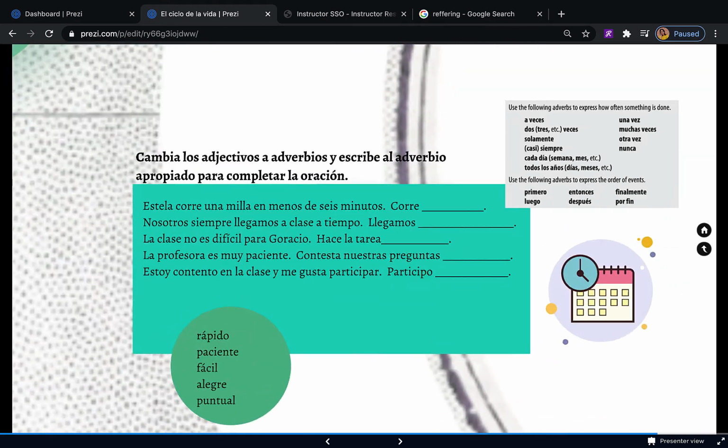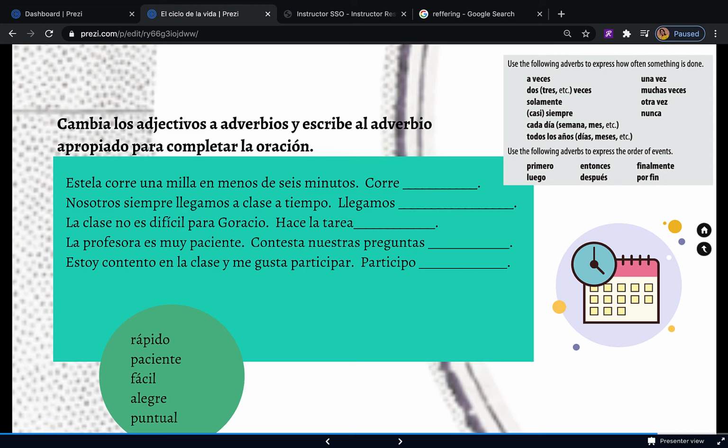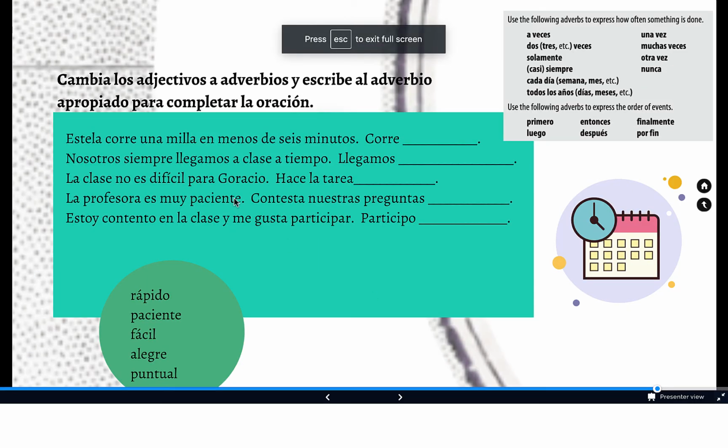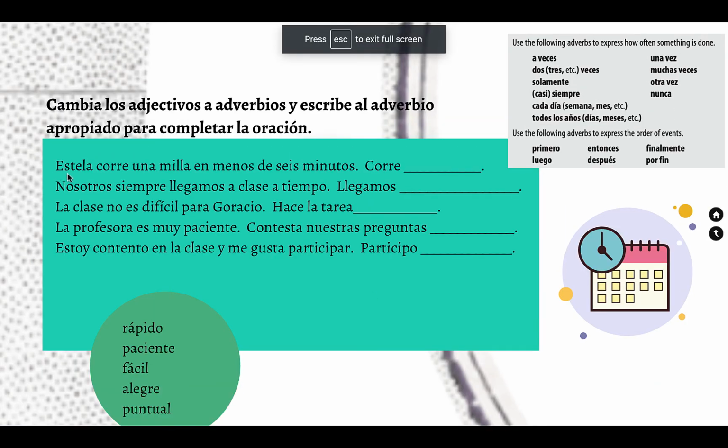Practiquemos. Cambia los adjetivos a adverbios y escribe el adverbio apropiado para completar la oración. Let's make this big. You don't have to see that. Estela corre una milla en menos de 6 minutos.